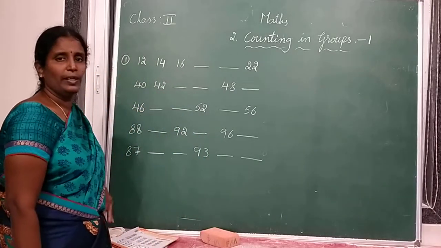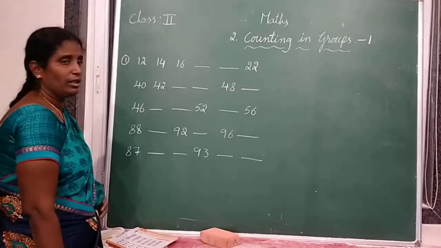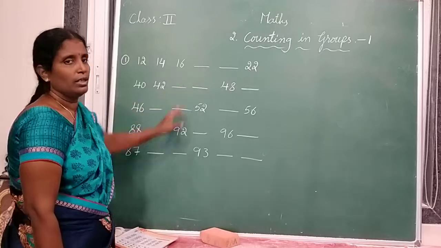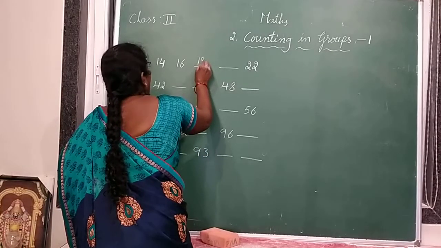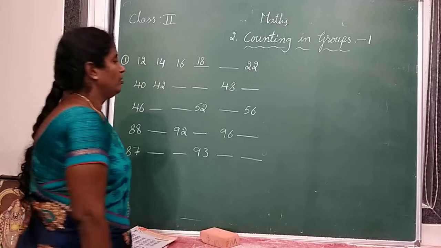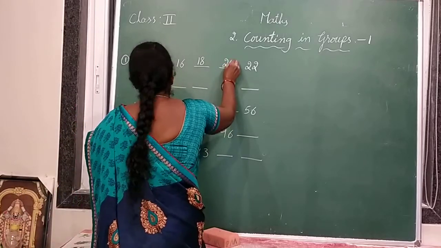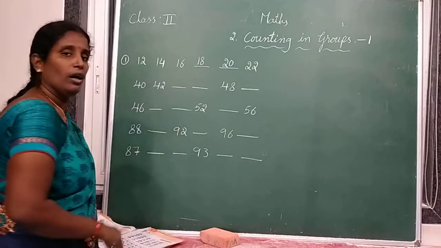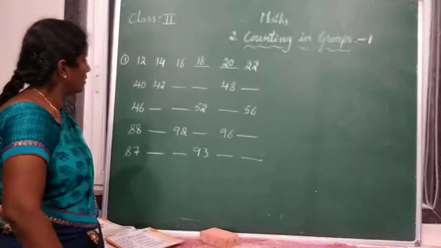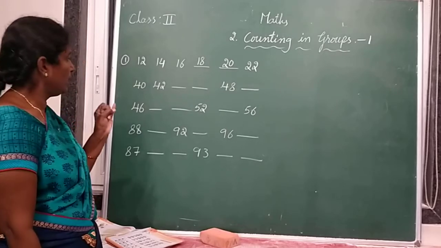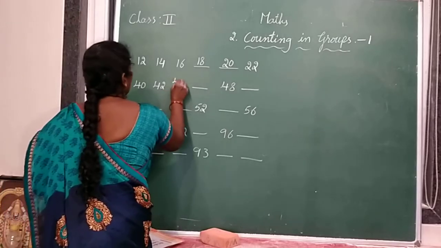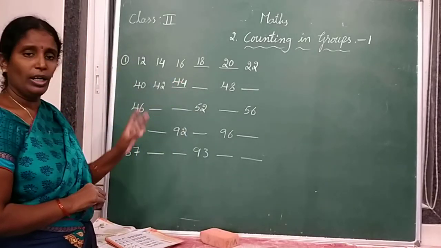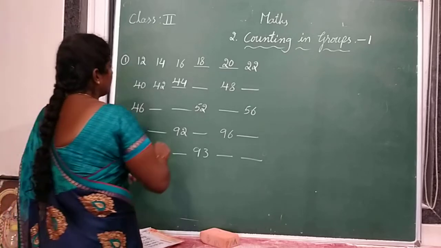So are you finished this one? Are you finished that one? So say 12, 14, 16. After that, yes, it is nothing but 18. Next, very good, it is 20. And next one, 40, 42. After that, 43, 44. Next, skip 45 and what will come? 46.